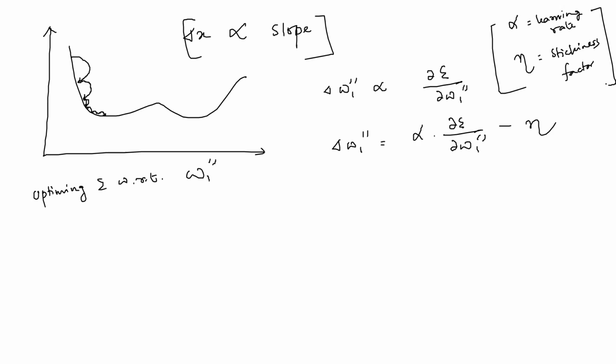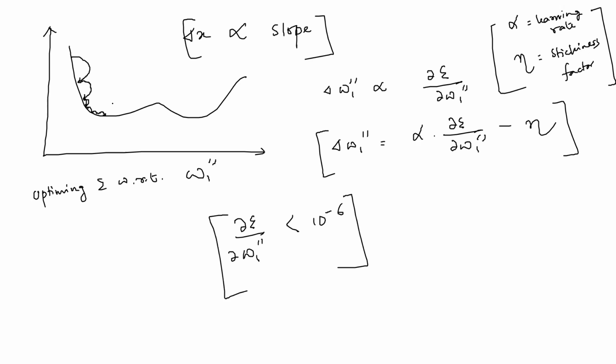Up to what time will we keep on doing this? We will keep on doing this till this delta error by delta W1 is very close to 0, smaller than 10 to the power minus 6, let's say. Till the slope is very close to 0, we will keep on making these changes, using this as my jump size.